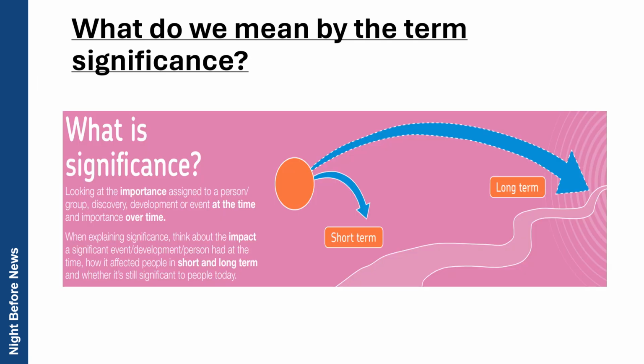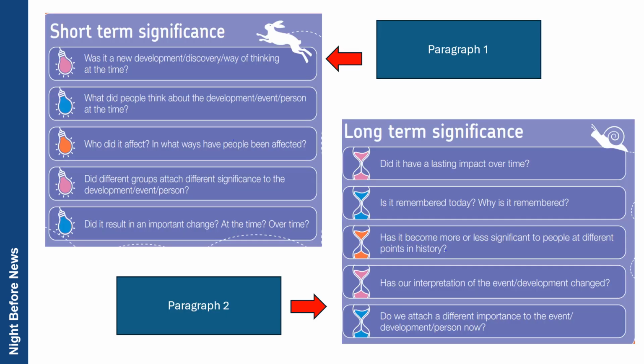So in terms of what we mean by significance, it's looking at the importance assigned to a person, group, discovery or development or event at the time and important over time. So we're really thinking about the impact here. This person had a positive impact at the time. This person had a negative impact at the time, but in the long term, it became positive. So you are looking at how time and how something has been viewed has changed.